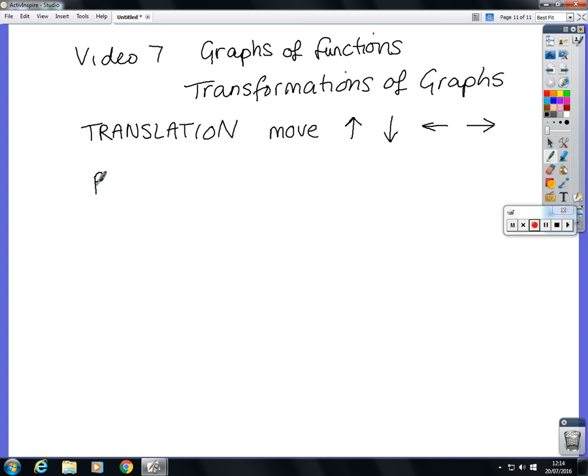The second one is reflection. Now this could be reflected horizontally, vertically, or even both of these.